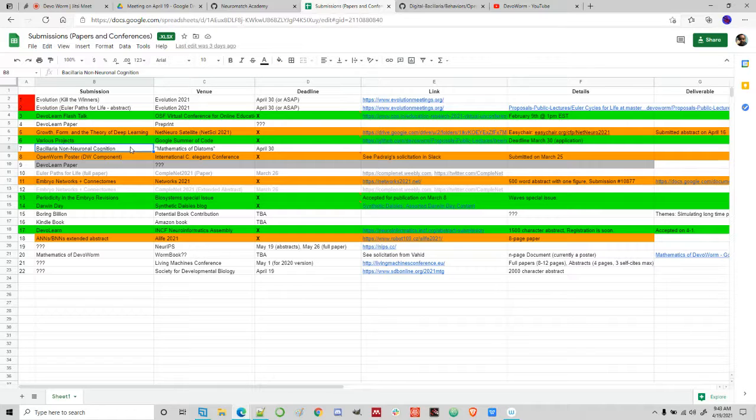The next thing is this Basilaria non-neuronal cognition. This is for this volume on the mathematics of diatoms. It says due April 30th, but I actually got an extension on this for several weeks. I negotiated that. So that's something that's coming up, but there's an extension on it. This is something that needs to be worked on. It's not in the greatest of shape, and I'll show you in a minute what I mean.